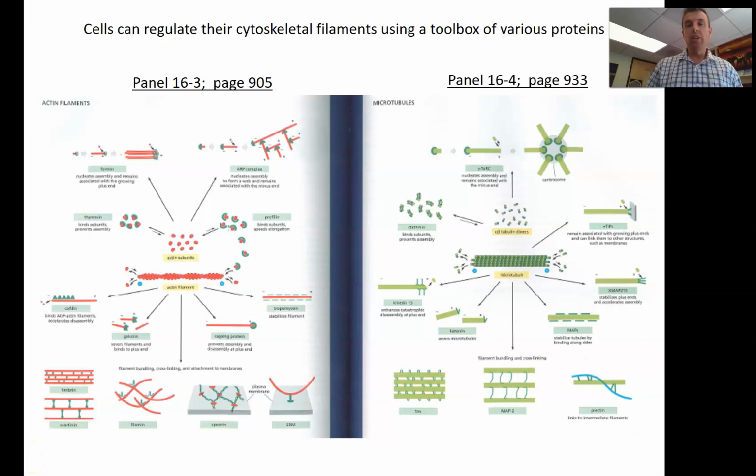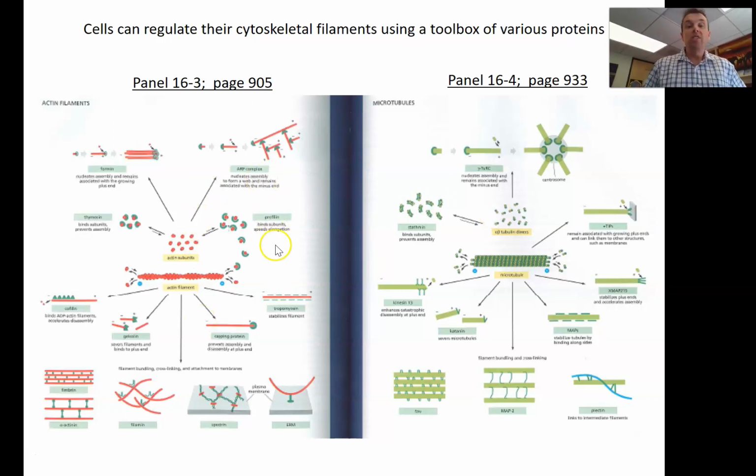All right, so let's talk about regulation of the cytoskeleton. So these are the two pages in your textbook, panel 16.3, page 905. This talks about the regulators of actin filaments, and then panel 16.4 on page 933 talks about the regulators of microtubules. I'm going to talk about them kind of together because a lot of them have a very similar function, right?